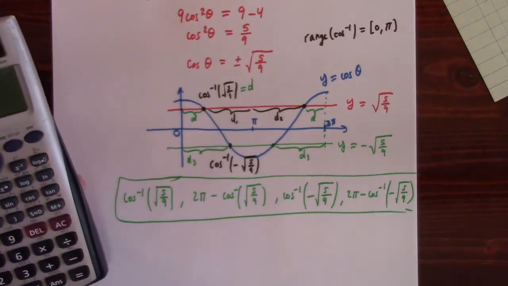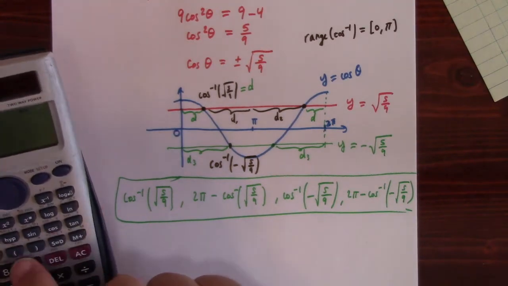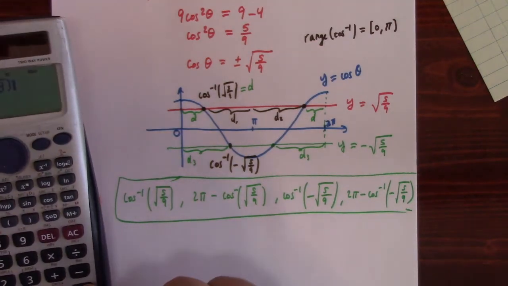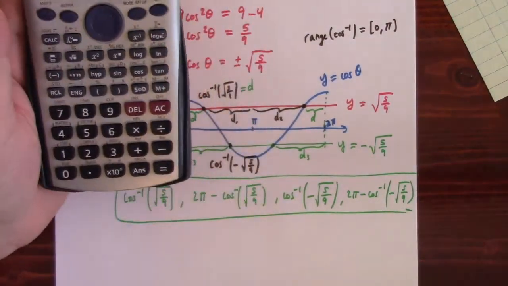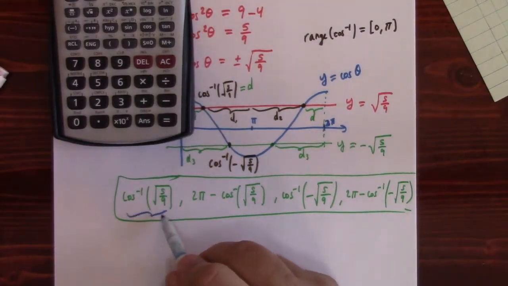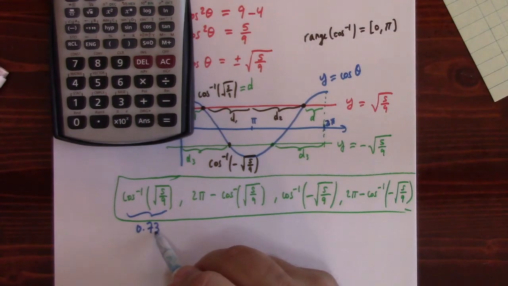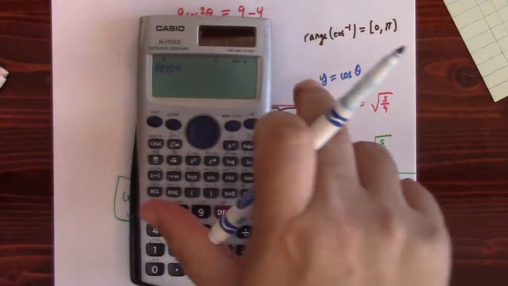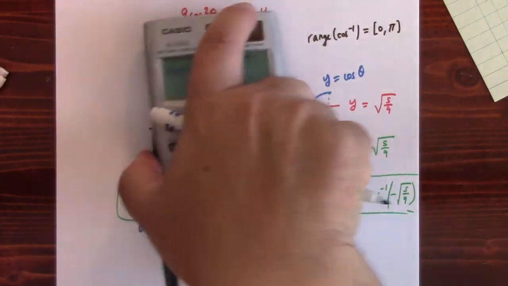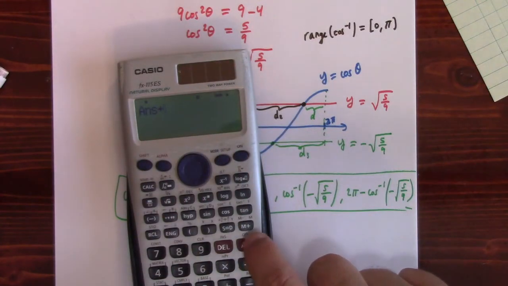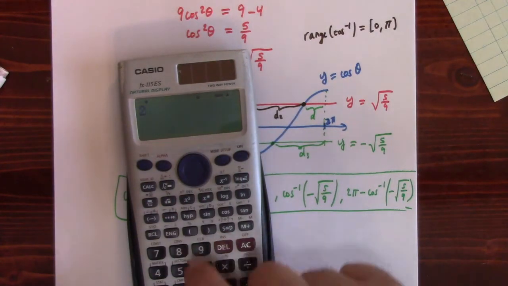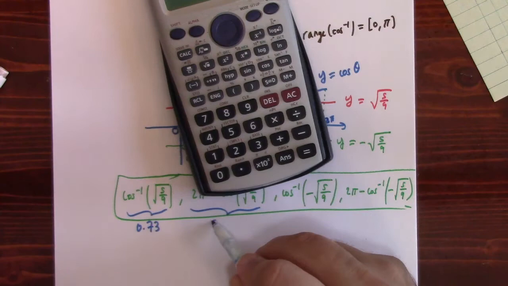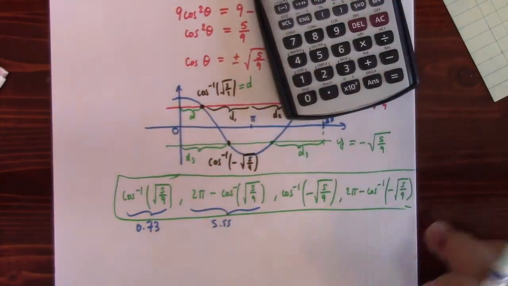So I can do cosine inverse of the square root of 5 over 9, right? So this would be the first one. Numerically, this is about 0.79. Well, I'll say 0.73. All right, fine. The next one, 2 times pi minus the answer. 5.55, that's this one, roughly speaking, right?